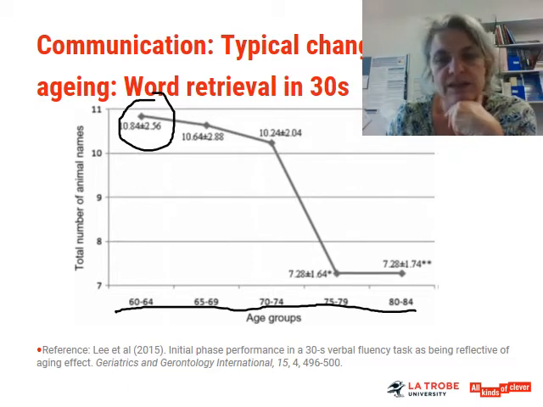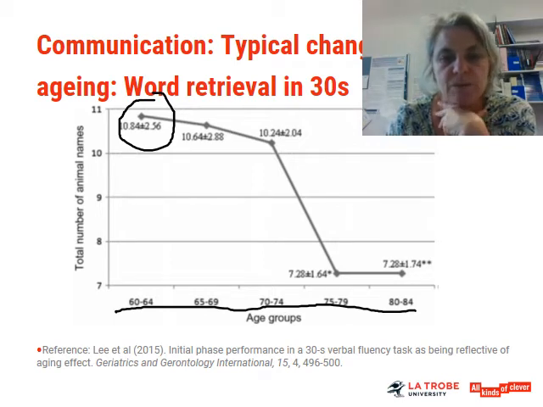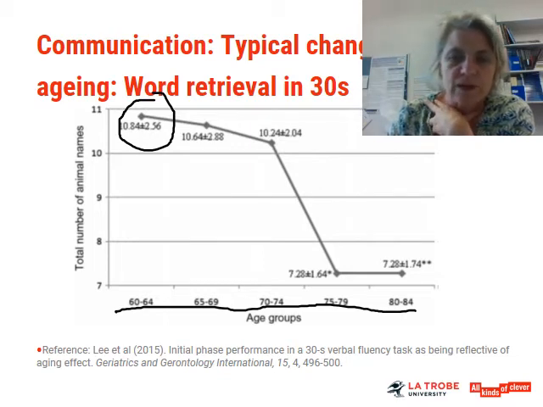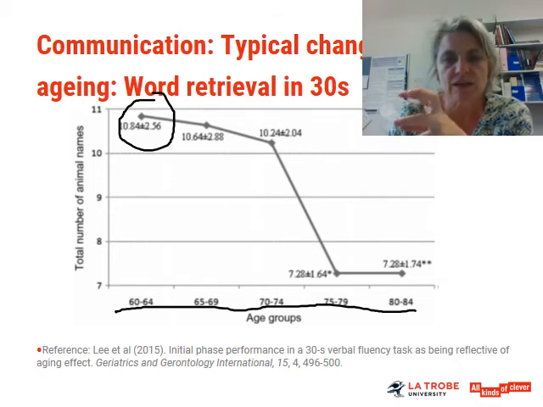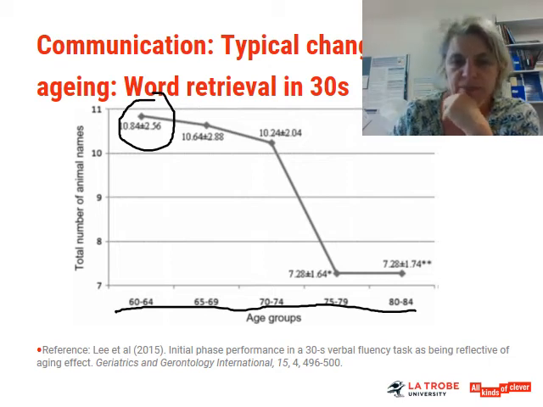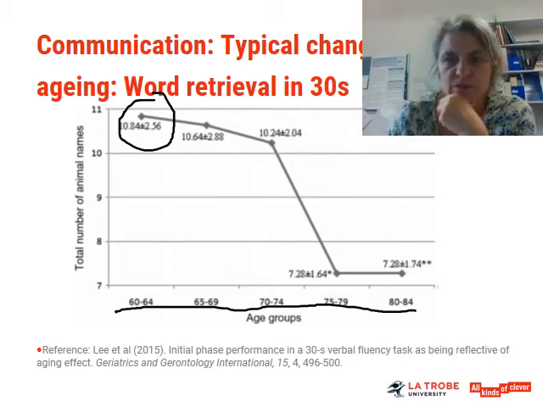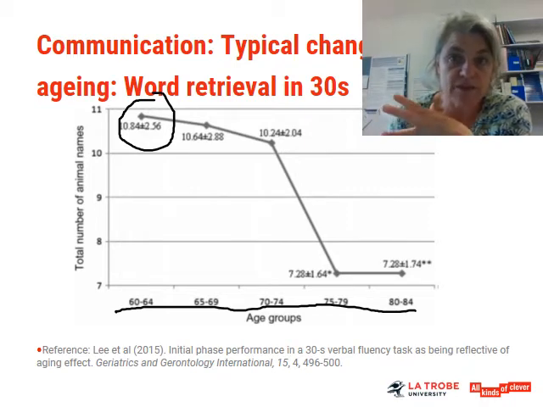But interestingly, it seems to drop off pretty sharply from about 75 on, because people in that age group, again healthy older people, were only able to recall on average about 7 animals in 30 seconds. But it stayed pretty consistent then for the older group, 80 to 84. So there does seem to be something going on that means as you get older, it's harder to think of as many words as quickly, which kind of explains why so many older people talk about the tip of the tongue phenomenon.